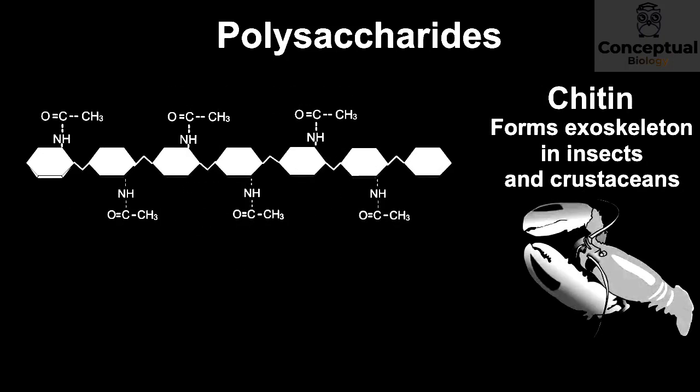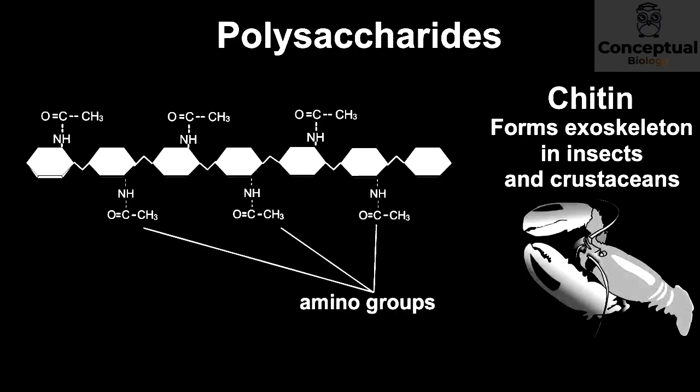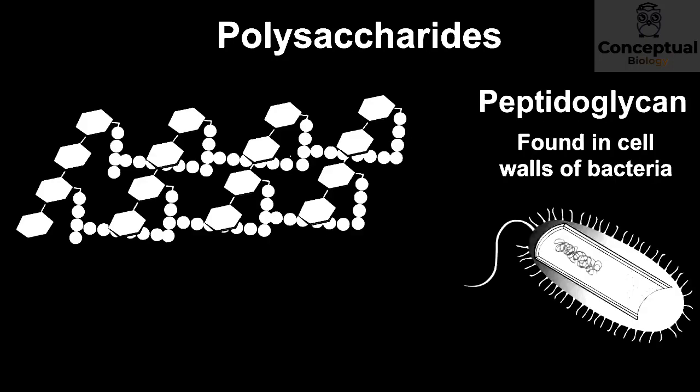Chitin is a structural polysaccharide found in animals and fungi. It makes up the exoskeleton of insects and crustaceans. Its unique properties are a result of chitin having amino groups attached to its sugar monomers.